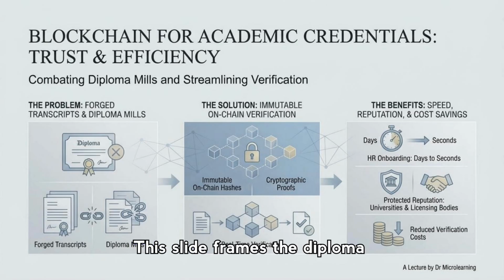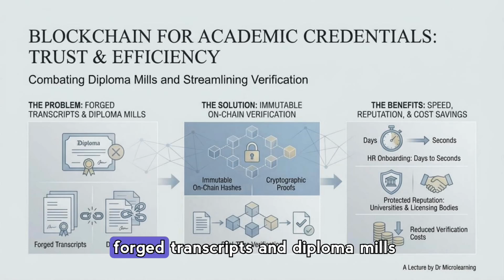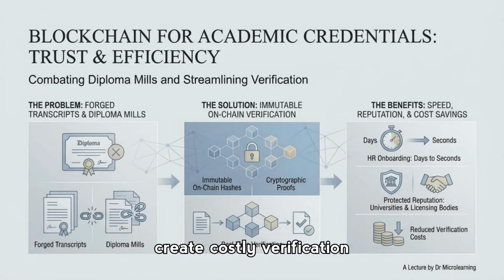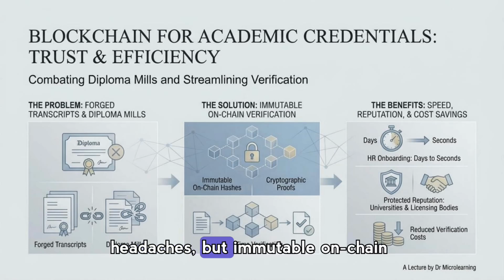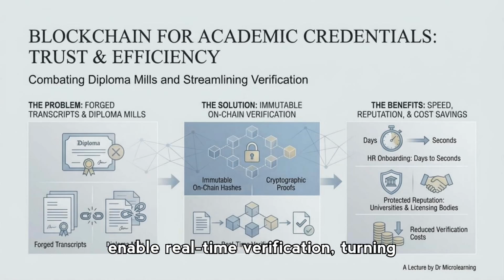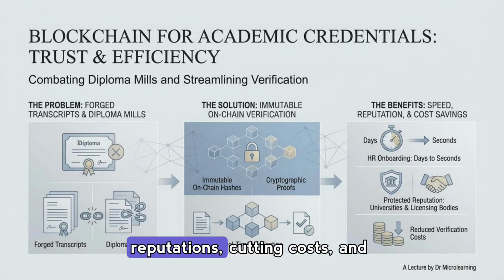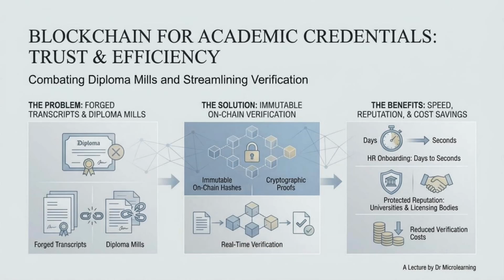This slide frames the diploma problem and the blockchain solution. Forged transcripts and diploma mills create costly verification headaches, but immutable on-chain hashes and cryptographic proofs enable real-time verification, turning days of HR checks into seconds while protecting university reputations, cutting costs, and restoring trust in academic credentials.